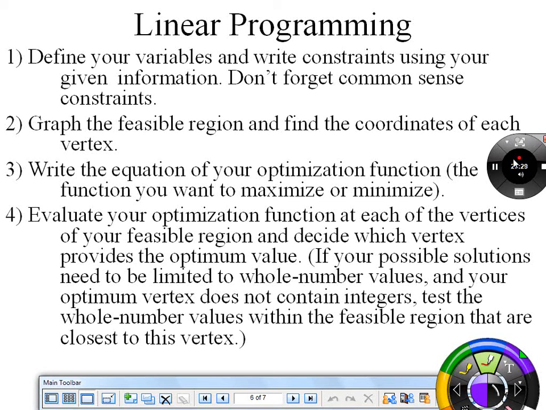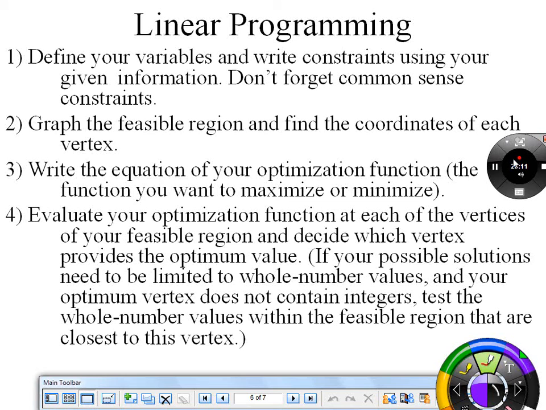So first of all, what we did, define your variables and write constraints using your given information. Don't forget the common sense constraints, like the fact we were locked in the first quadrant because we had to have more than or equal to 0 tables and more than or equal to 0 chairs, okay? So your variables, you always want to be the thing that you're solving for, okay? So that you're able to get through the problem and answer them. Even though the problem was about components and about money, my variables were number of tables and number of chairs because that was going to help me find my solution. Those are the things I wanted to solve for.